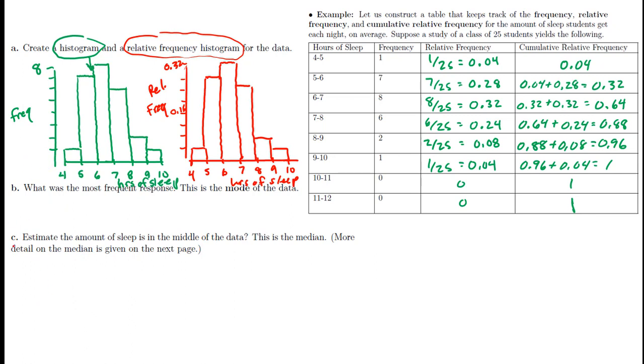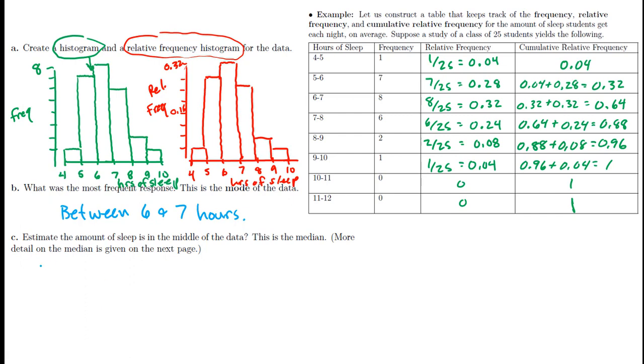All right, part B asks us, what is the most frequent response? Well, in this case, the most frequent response was between 6 and 7 hours of sleep. So that's what's referred to as the mode, between 6 and 7 hours.